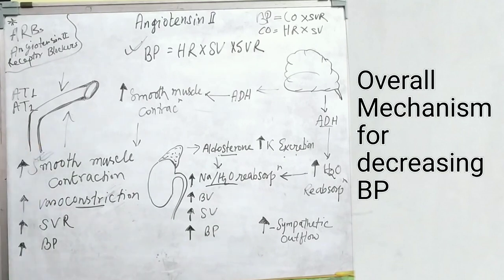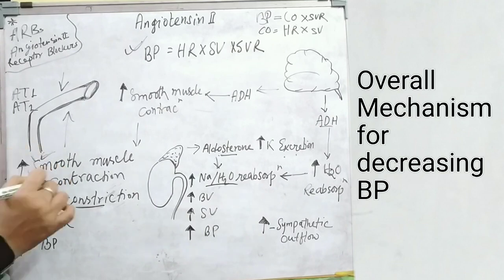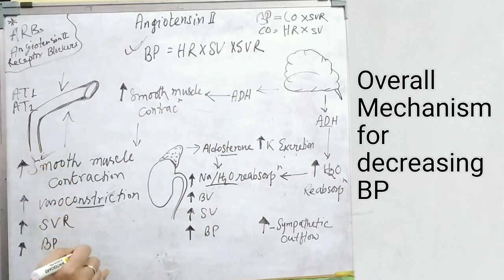If we reduce the diameter of a vessel, then systemic vascular resistance increases. The systemic vascular resistance, that is SVR, is also known as total peripheral resistance.